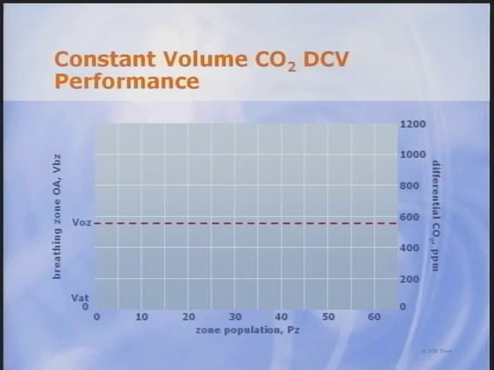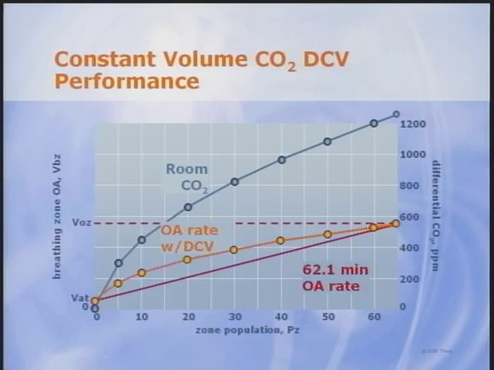Here's an example showing how this DCV logic would perform. The lower line is the minimum breathing zone outdoor air rate required by Standard 62. The next line is the rate that the proposed control logic would provide. The upper line is the space CO2 concentration. Note that except at the point where no occupants are present and at the point where the peak number of occupants are present, the DCV control logic will provide higher outdoor air rates than the minimum required. So the proposed DCV logic is simple, but it is a bit conservative. But I think that is a small price to pay for simplicity.